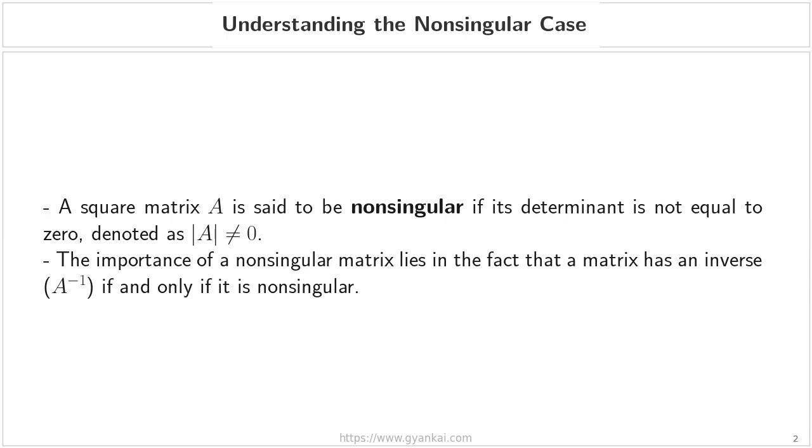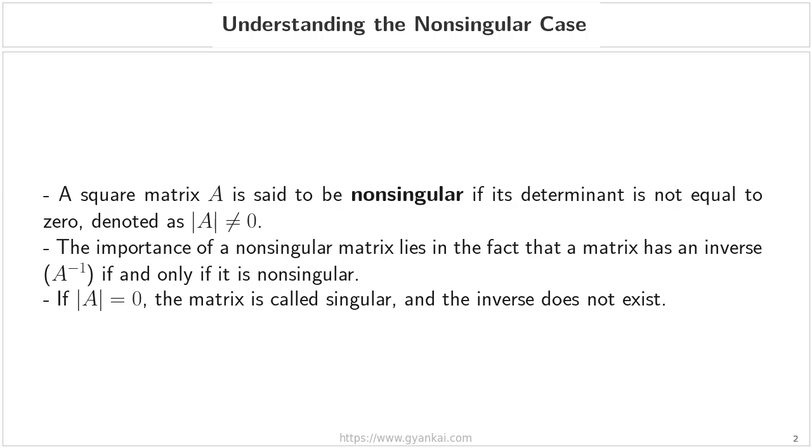Why does this matter? Well, the importance of a non-singular matrix lies in the fact that a matrix has an inverse, denoted as A inverse, if and only if it is non-singular. In other words, the existence of that inverse depends entirely on this condition. On the flip side, if the determinant of A equals 0, we call the matrix singular. In this case, the inverse simply does not exist, which means we won't be able to use the algebraic derivation I'm about to show you in the next slide.